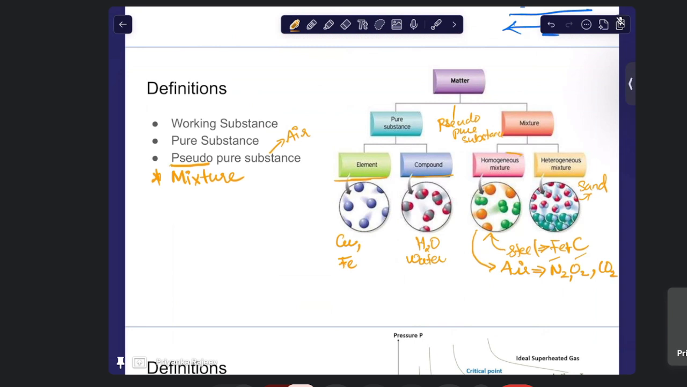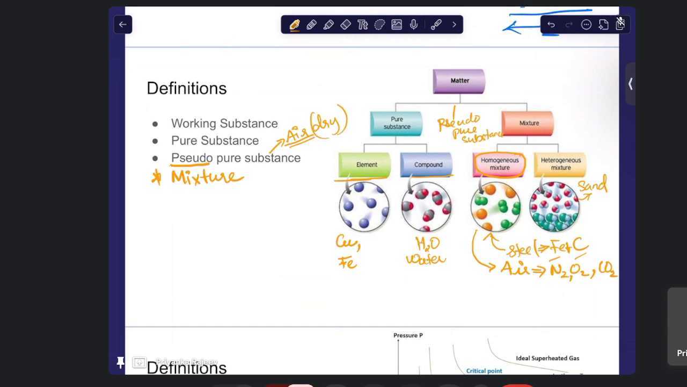For mostly homogeneous mixtures, for the simplification of calculation, we can average out all the properties that they are having, and we can single out because it will have one single property throughout, like it is isotropic in nature. So that is why we take it as a pure substance. We sort of assume it as a pure substance. So air is a very good example for pseudo pure substance. Mostly specifically dry air. So dry air is a pseudo pure substance.